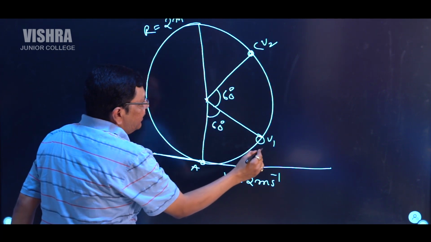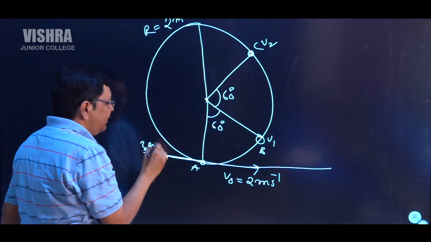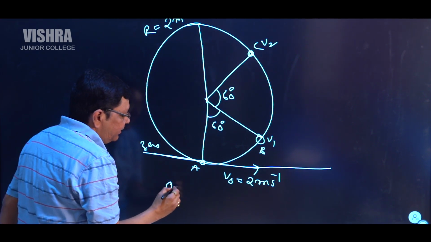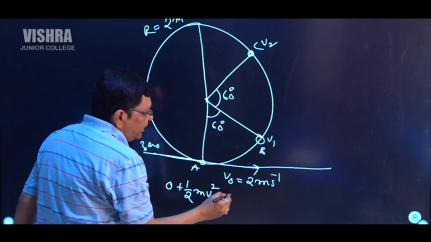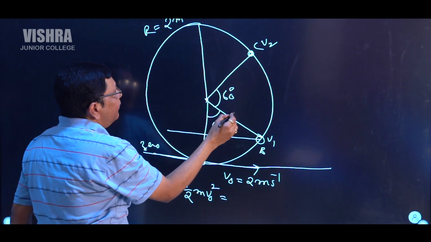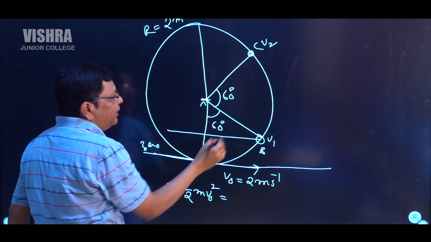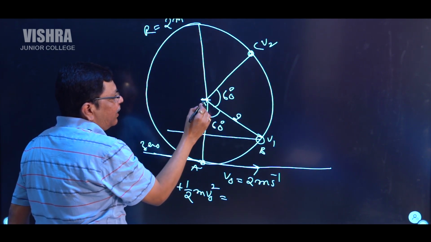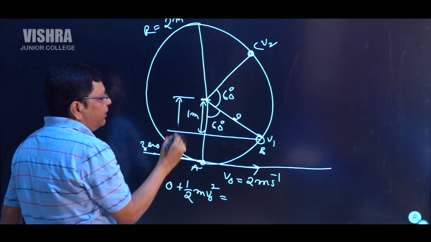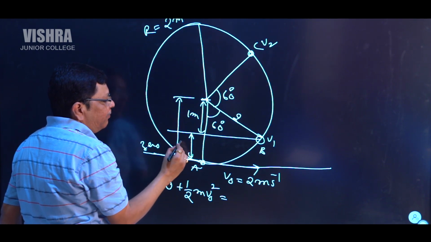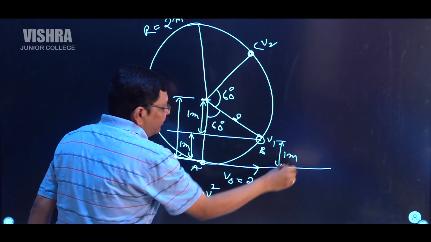Let us imagine this is A, and these are B and C. If at A I imagine potential energy is 0, then at A potential energy is 0, kinetic energy is half m v naught square, and that is equal to the energy at B. Here the total radius is 2 meter. So from the center to A the total is 2 meter, and this is 2 meter. Then 2 cos 60, that is 2 into 1 by 2, this is 1 meter. From the total 2 meter, if I remove 1 meter, this is again 1 meter. That is, B is at a height of 1 meter from the ground.